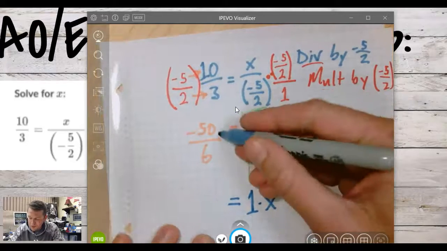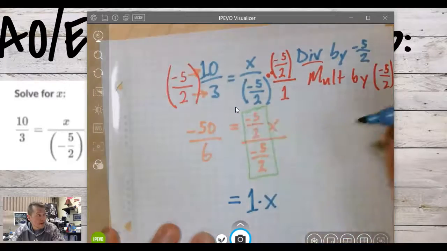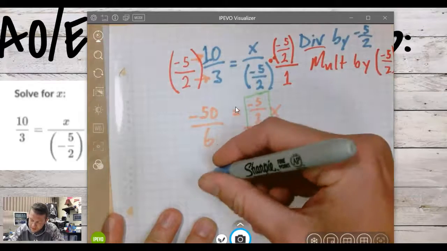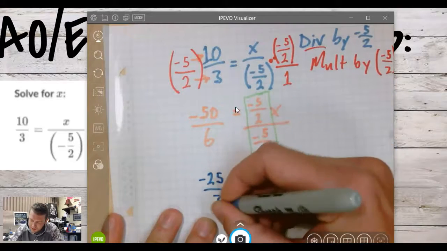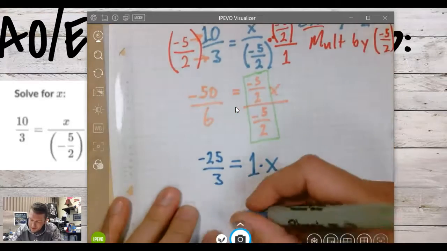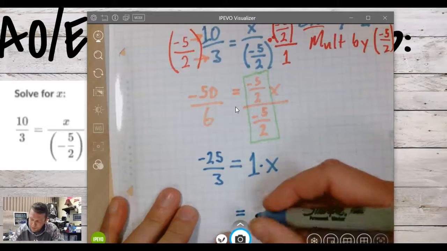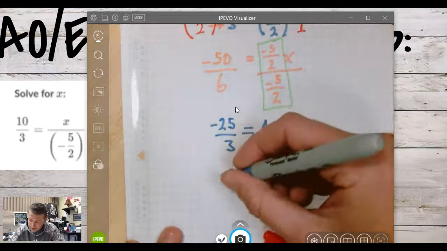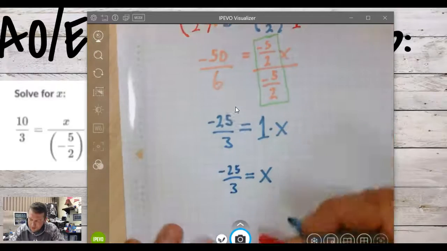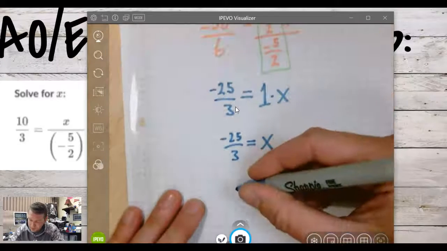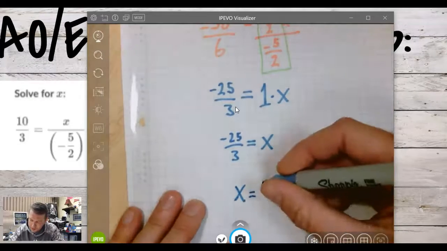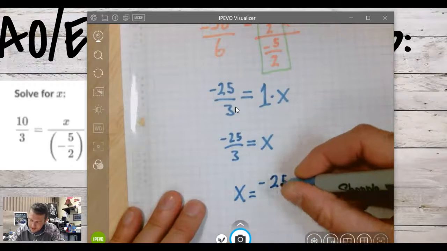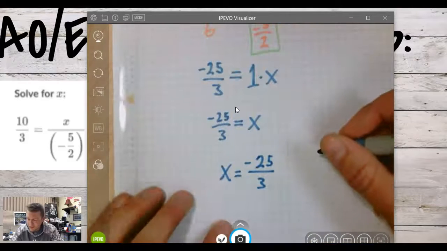-50 over 6, we know they're both even, so we could divide them both by 2 and get -25 over 3. I think that's as far as we can reduce. So we don't need to put the 1x. We just can write x is equal to -25 over 3. Or actually, I would flip that around and put the variable first just to help us read it and say x is equal to -25 over 3.